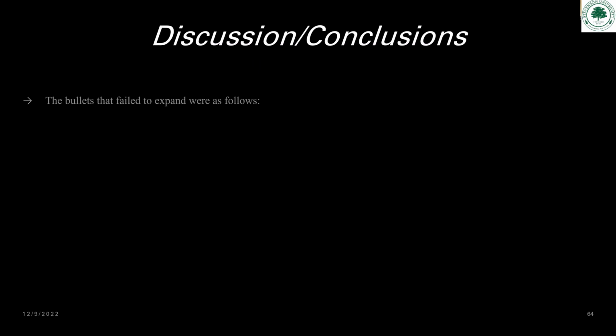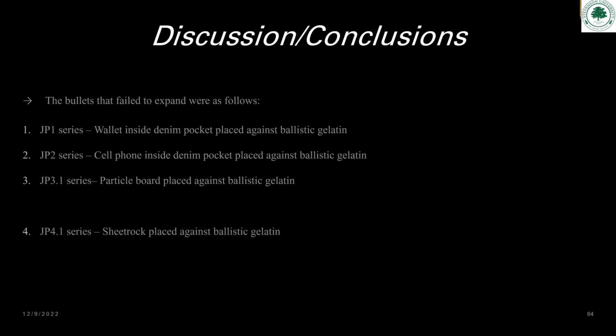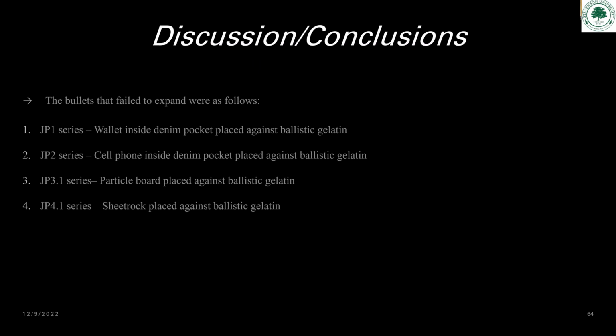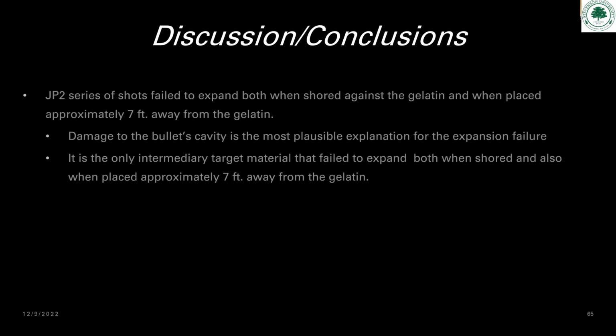So as far as discussion conclusions, bullets that failed to expand were the JP1 series, the wallet, placed up against the gelatin, the cell phone up against the gelatin, the particle board placed up against the gelatin in the 3.1 series, the sheetrock in the 4.1 series placed up against the gelatin. Are we starting to see a pattern here, right? The cell phone inside the denim pocket, 7 feet, and the JP 2.1, as I said, was a damaged bullet, so that also failed to expand. And then we have the denim that was up against the gelatin, where the bullet went through a seam and got all that extra material in it.